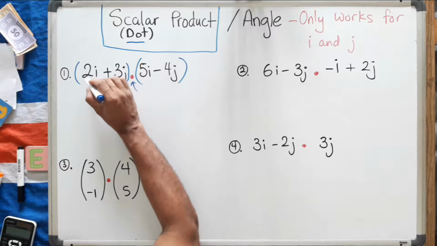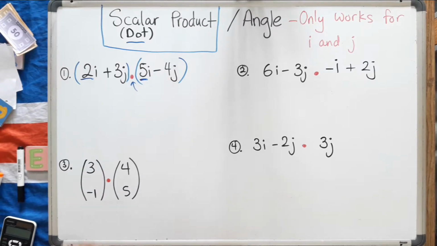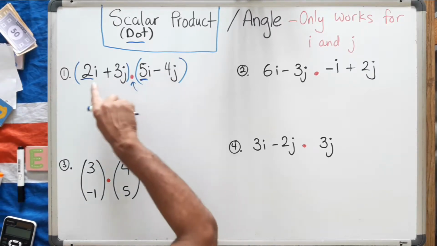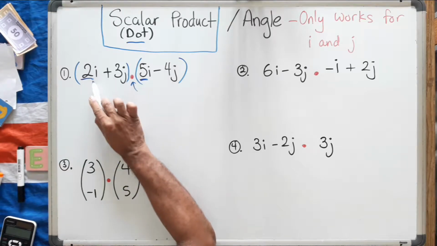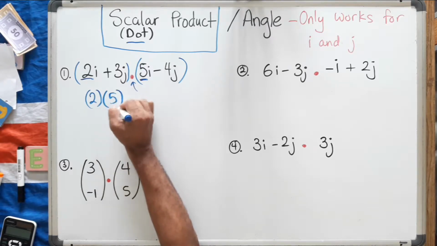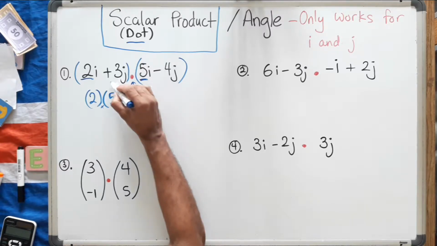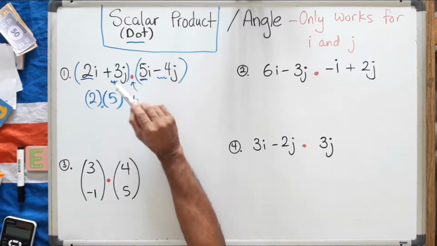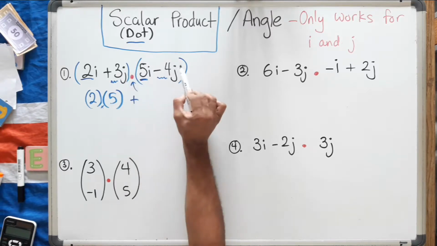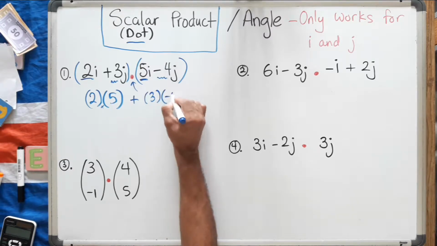All you have to do is take the numbers touching i. What number is touching i here? 2. And what number is touching i here? 5. You are just taking the numbers touching the i's and multiplying them, so 2 by 5. There's a secret multiply in between. And then we multiply the numbers touching j. The number touching j here is 3, and here it is not 4, but minus 4. Remember, this minus sign belongs to the 4. So we put 3 and minus 4.